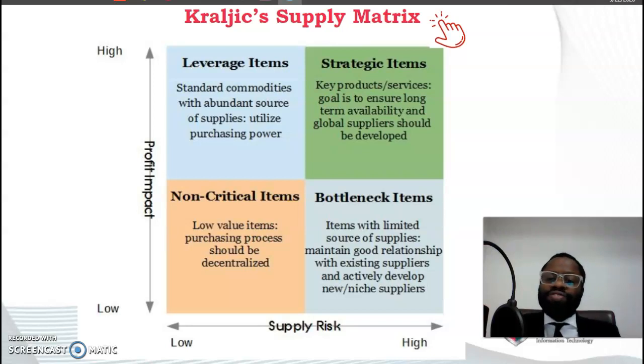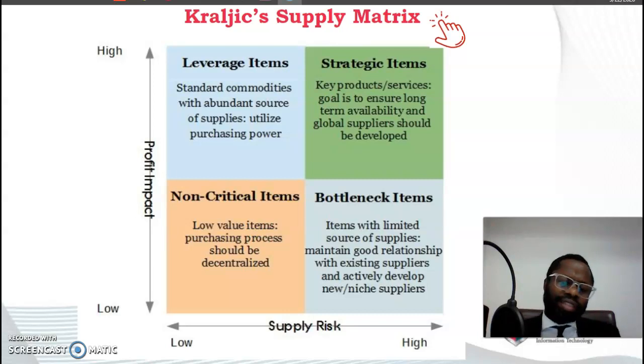So I move to the final one quickly. Leverage items: profit impact high, supply risk low. Standard commodities with abundant sources of supply; utilize purchasing power. So in these items, in terms of supply risk, there are many suppliers in the market, so your supply risk is low. Profit impact being high. Why? Why is profit impact high there?